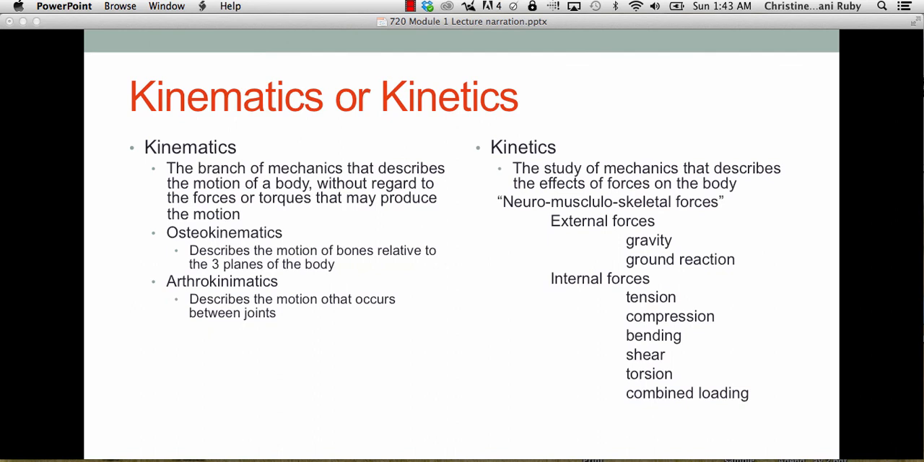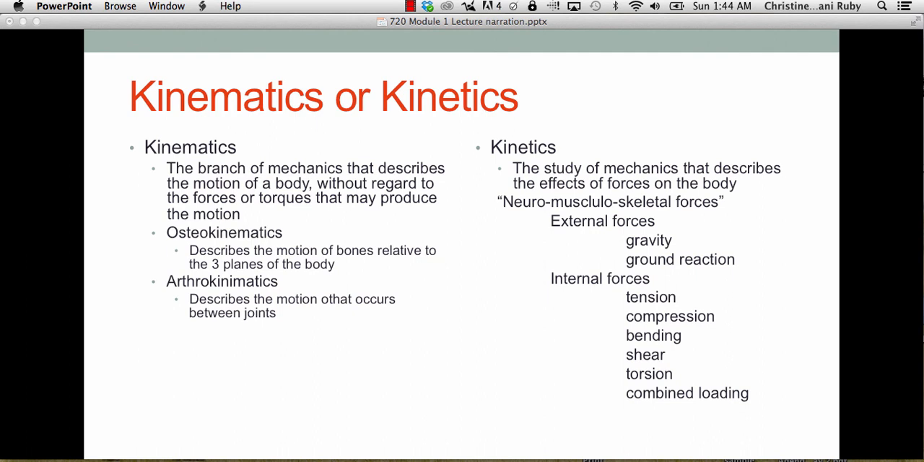So, kinematics and kinetics. Kinematics is the branch of mechanics that describes the motion of a body without any regard to the forces or torques that may produce the motion. It is made up of osteokinematics and arthrokinematics. Osteokinematics describes the motion of the bones relative to those three planes of the body that we talked about, and arthrokinematics describes the motion that occurs between the joints where the bones come together. So kinematics just looks at how these joints and bones move, and doesn't regard any torque or forces that come across the body.